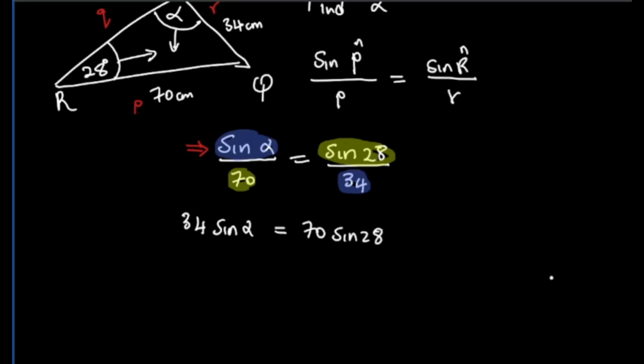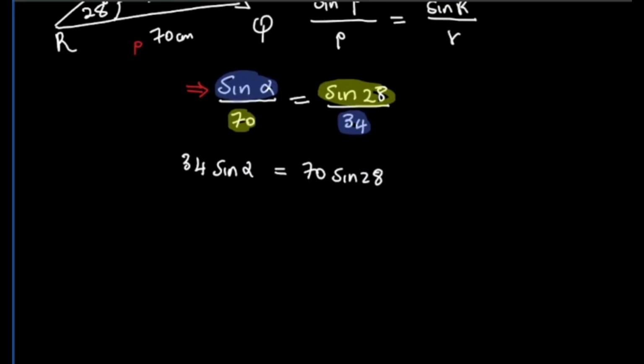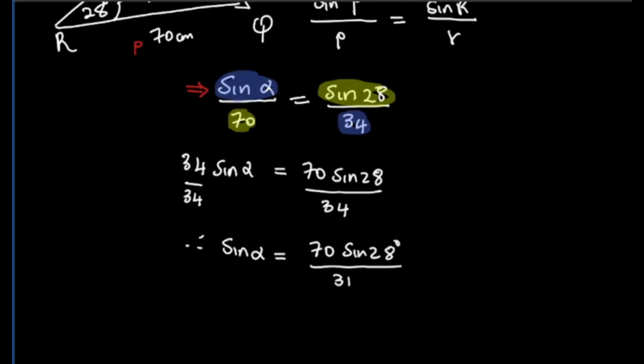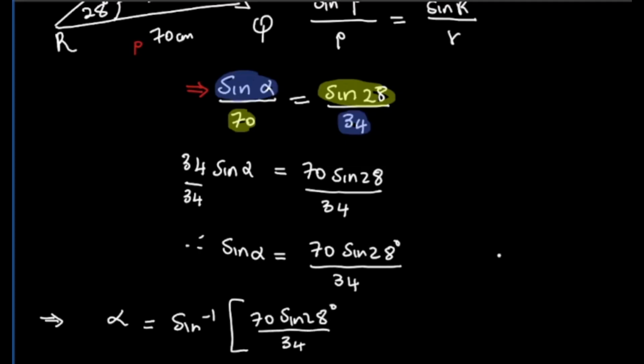Then we know that from here we need to divide both sides by 34. Therefore, the sine of alpha is equal to 70 sine of 28 degrees, all over 34. Okay, so now to find alpha, you know what I'm going to do? I'm going to say alpha is equal to the sine inverse of everything inside the bracket, 70 sine 28, and then divide by 34. I need you to put this on the calculator and tell me what your alpha is.